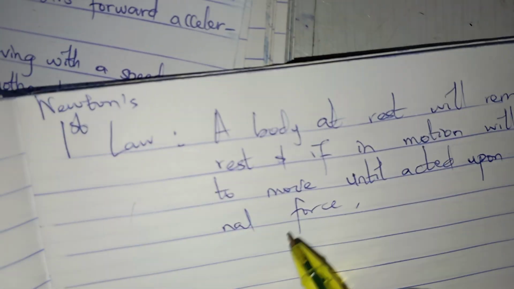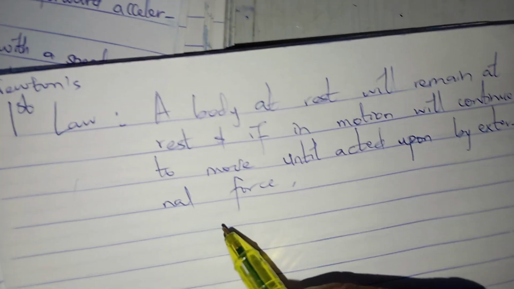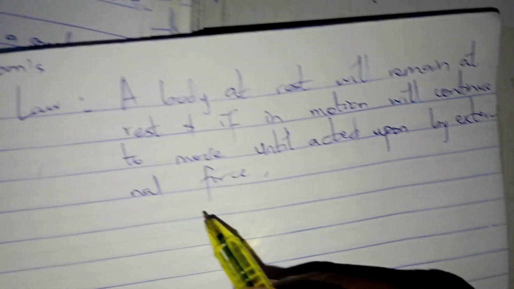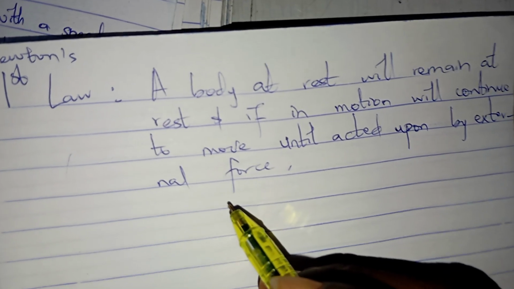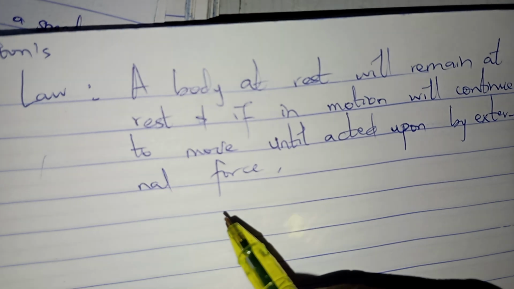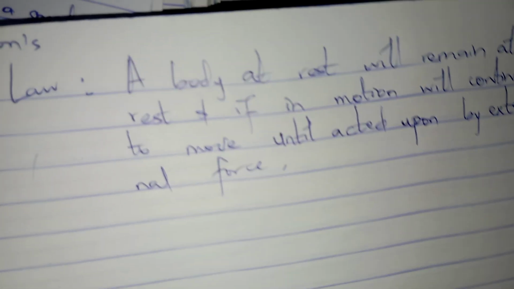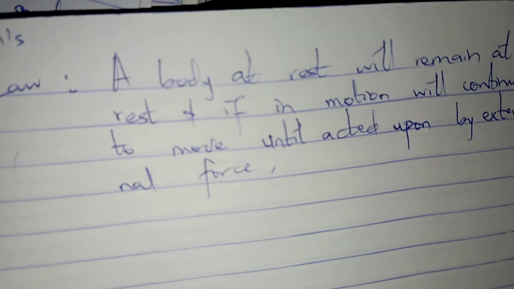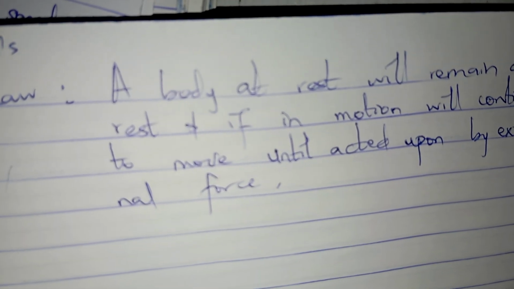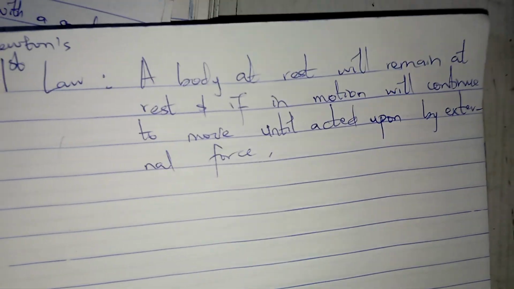So if a stone is thrown, that stone will continue to move till it hits something. If you put an object down and don't touch it, that object will continue to be there unless someone moves it, or wind, or temperature, or certain things affect it and cause it to disintegrate or change its position.